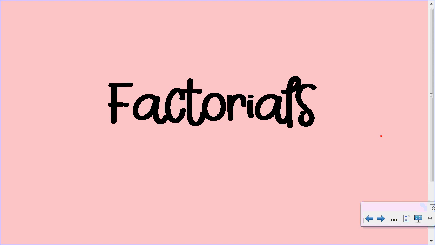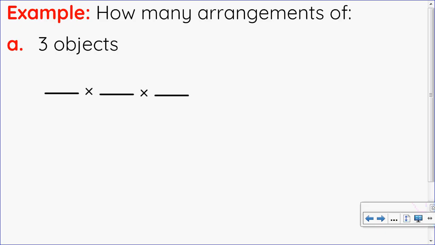Matthews Gatos here. In this video, we're going to cover factorials. Before we get into factorials, though, let's review what we've done so far. With the fundamental counting principle, we've done questions like this.